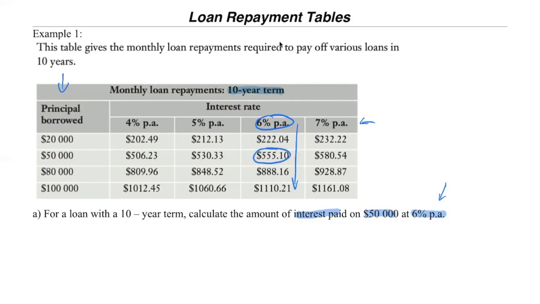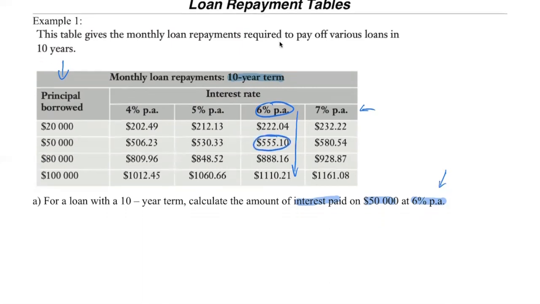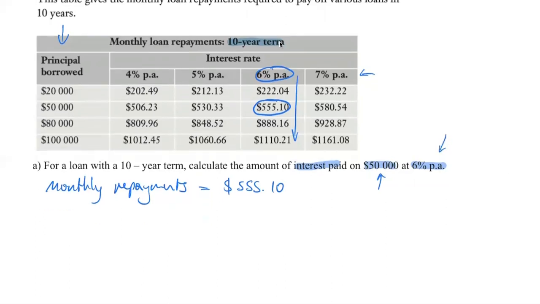So what this table tells us is our monthly repayments, which in this particular case is $555.10. What we're trying to do is calculate the amount of interest paid on the loan at 6% per annum. To do that, we need to find the total amount repaid first. Now that we have the monthly repayment, we can actually do that.